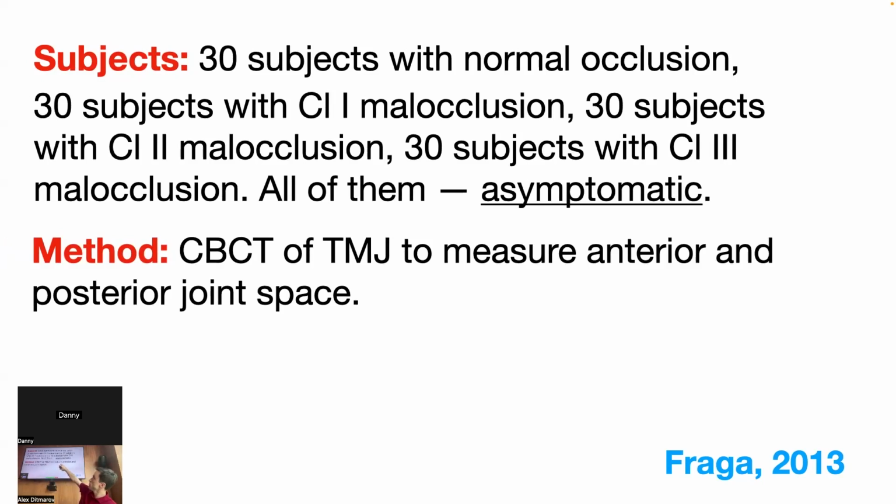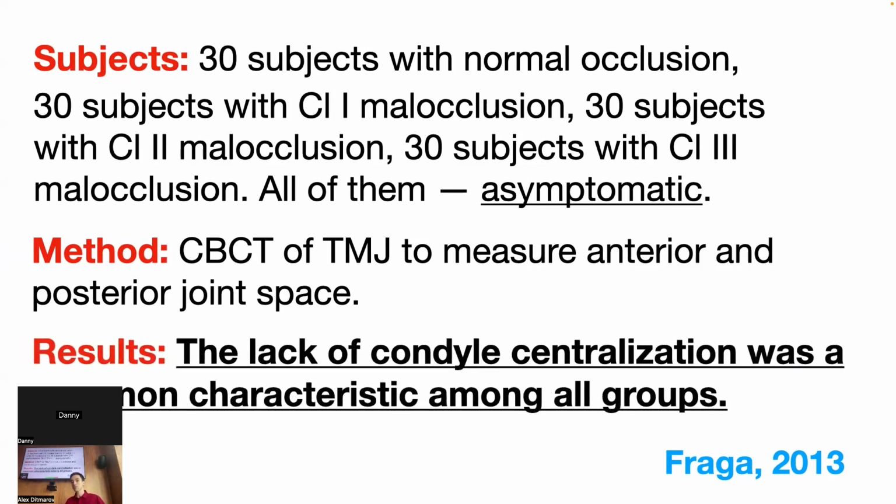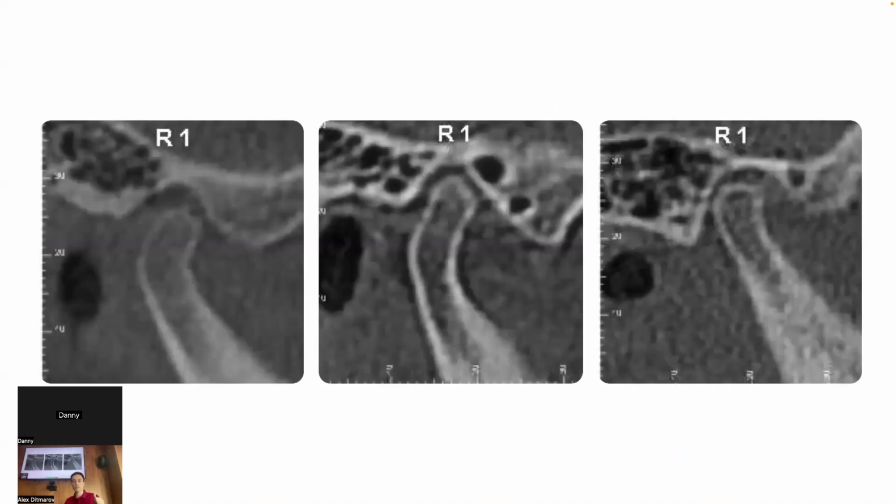They look at the TMJs of many subjects. The sample is huge. You see, 30 subjects with normal occlusion, 30 subjects with class 1, 30 subjects with class 2, 30 subjects with class 3. All of them asymptomatic. And what they figured out was that there was a lack of condyle centralization among all groups. Doesn't matter what class it is, there is no centralization. The condyle is not in the center of the fossa.